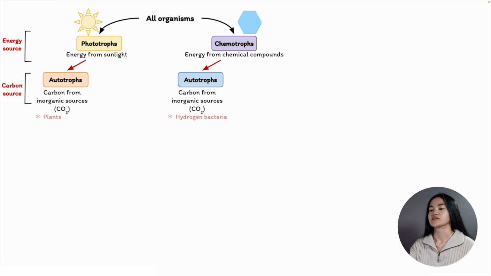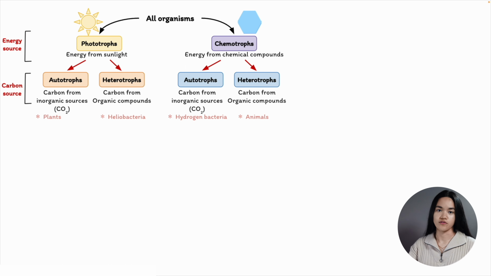Then we have organisms that don't have this ability, and instead, they get their carbon from organic molecules synthesized by other organisms. These organisms are called heterotrophs, or other feeders. Humans and other organisms are heterotrophs. Animals are chemoheterotrophs, okay? Think chemo equals energy from chemical compounds and hetero equals other feeders. All right, that's how we can classify organisms according to their energy source and carbon source.